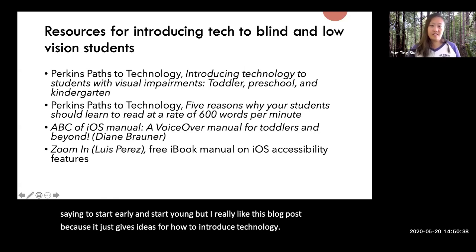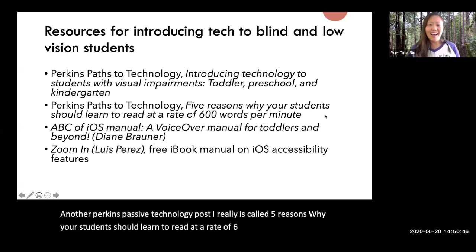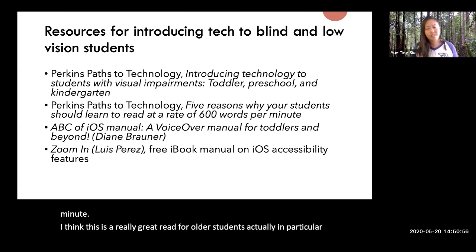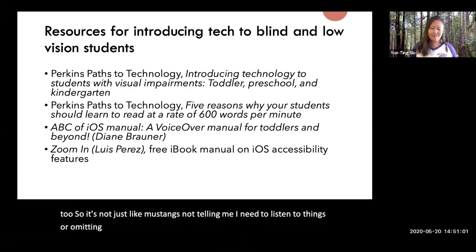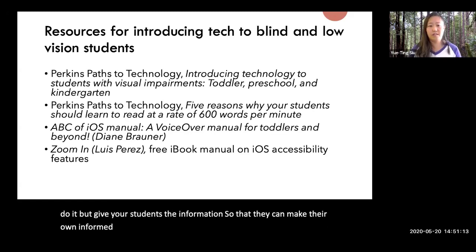Another Perkins Paths to Technology post I really like is called 5 Reasons Why Your Students Should Learn to Read at a Rate of 600 Words per Minute. I think this is a really great read for older students in particular, so it's not just, oh, Miss Ting, stop telling me I need to listen to things, or, oh, Miss Ting, I don't want to use this other technology, or this is just how I do it. But give your students the information so that they can make their own informed decisions about which tools they need.